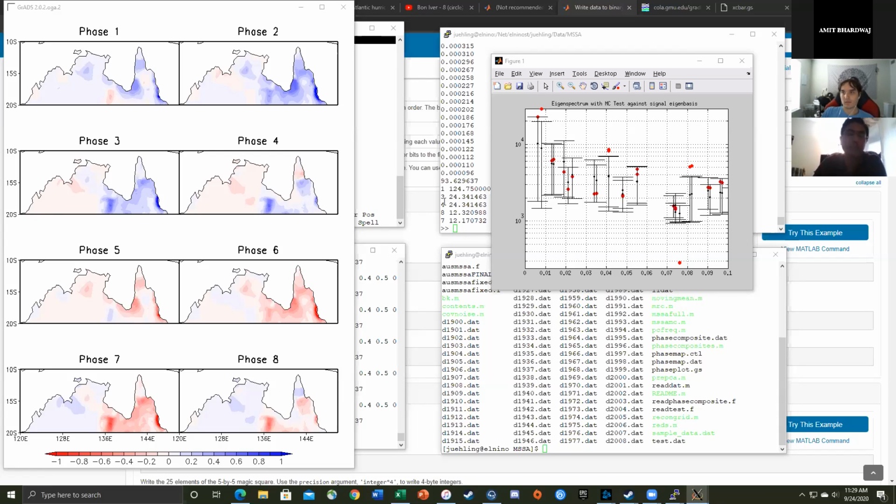I mean, that's because not every year the ISO will have the same characteristics. For some years it may have very strong characteristics. The ISO modes will have much larger eigenvalues. The values will be more than in some other years. So that's normal.